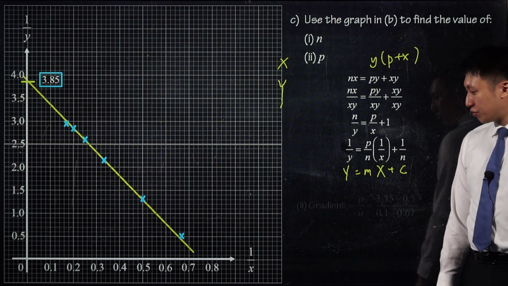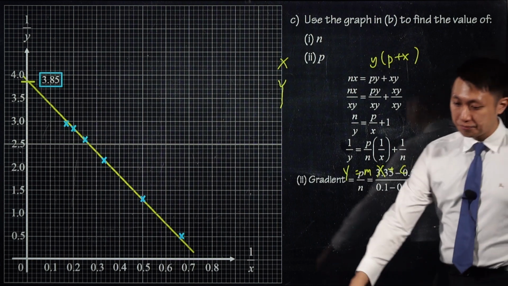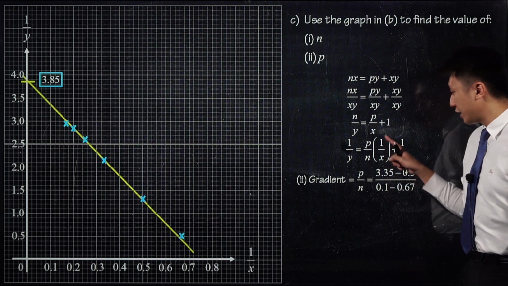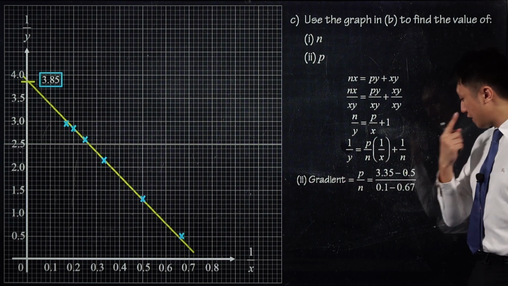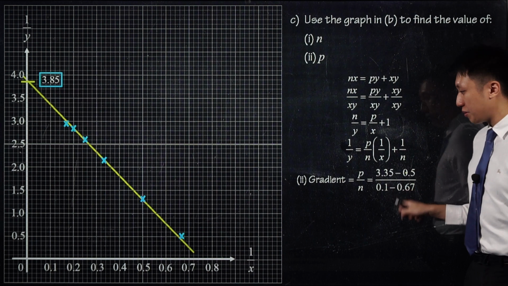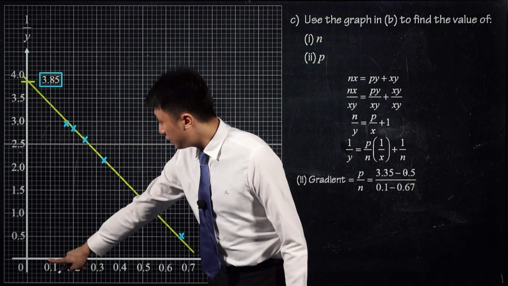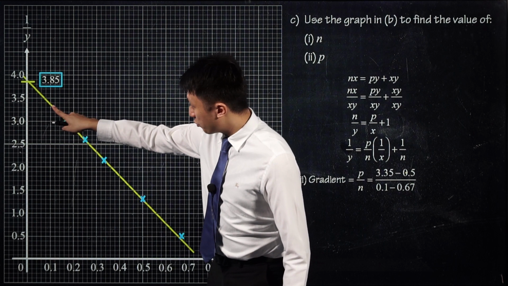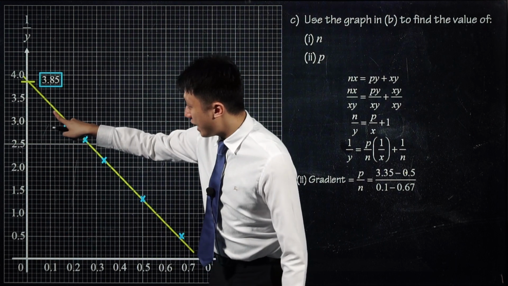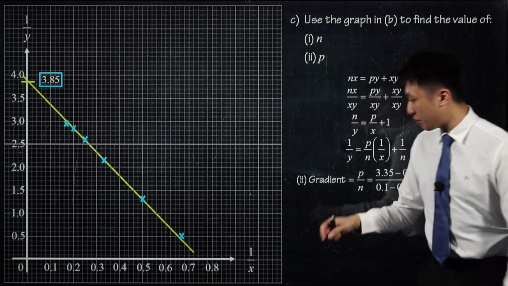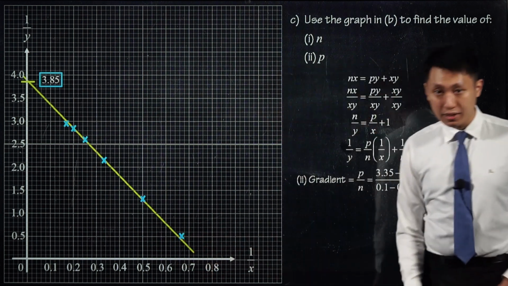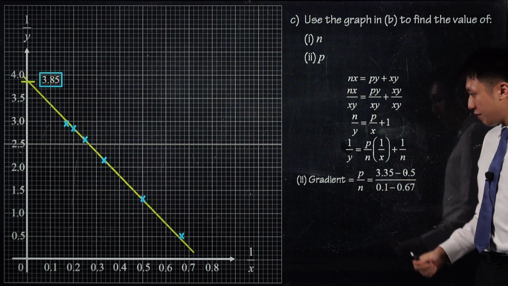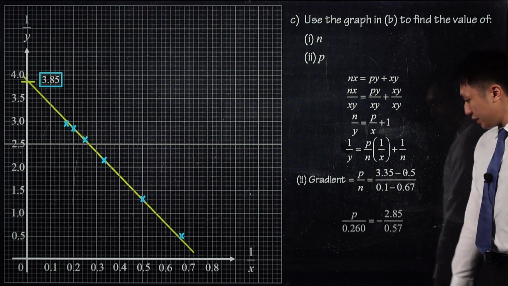Next, to find the other one, we have to see the gradient. Gradient is this one, and we pick 2 points from the graph. Here we pick 0.1 and 0.67. 0.1 is here, it's on the graph. You choose any point. Then 0.67 is somewhere here. All right, then we solve for it. You get this.